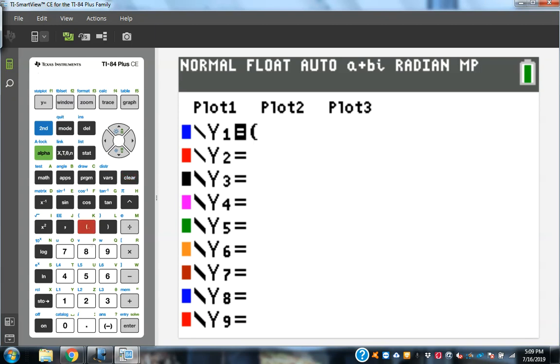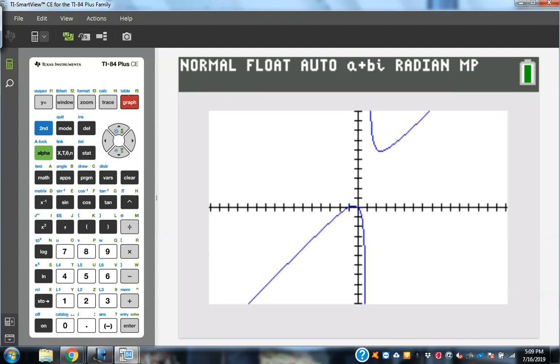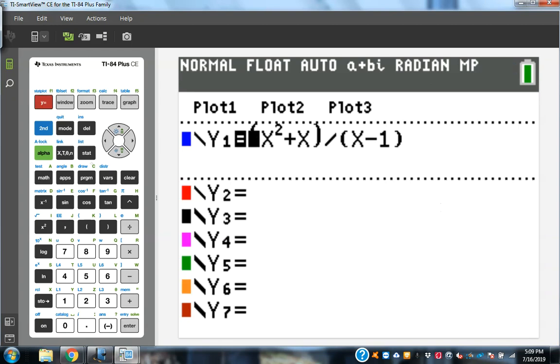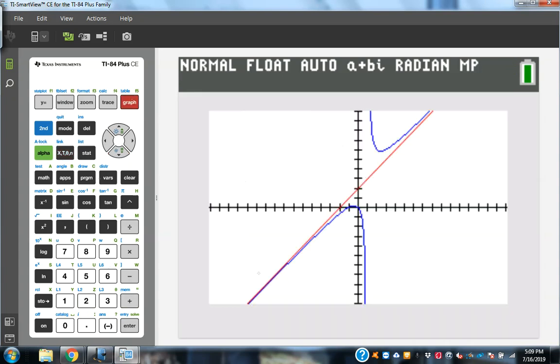Clear it out. I've got x squared plus x divided by parentheses x minus 1. Graph. Because I've got an oblique asymptote, I'm going to graph it with the calculator and let you see that line. It was x plus 2. Look at that red line that I've graphed through there. That's our oblique asymptote. Look how the graph hugs up against it, just like it did with the horizontal and verticals, right?